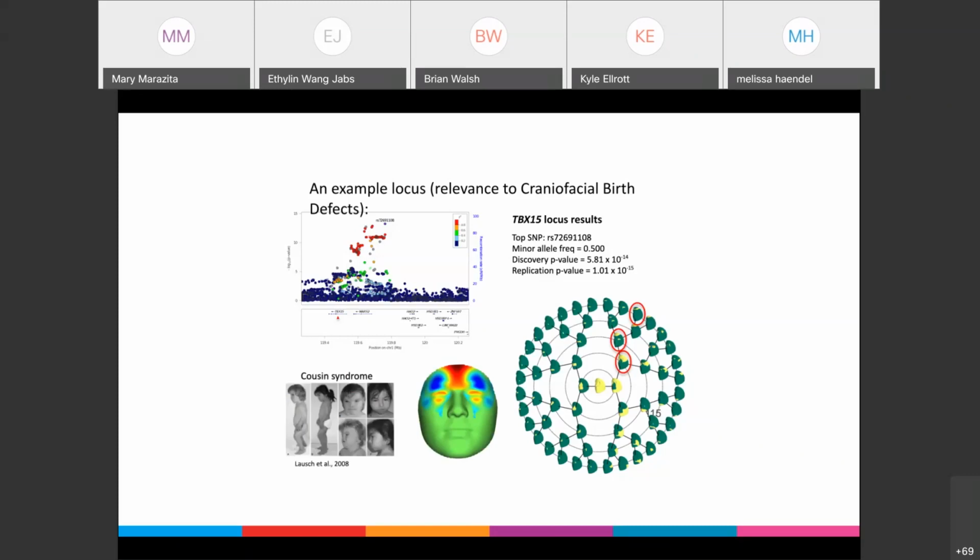Structural mutations in this locus lead to cousin syndrome, and obviously this has a very strong forehead phenotype. So again, these results came from basically normal faces, but it shows proof of principle for this method of defining phenotypes. Next.